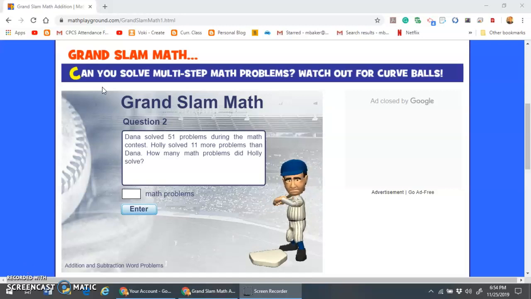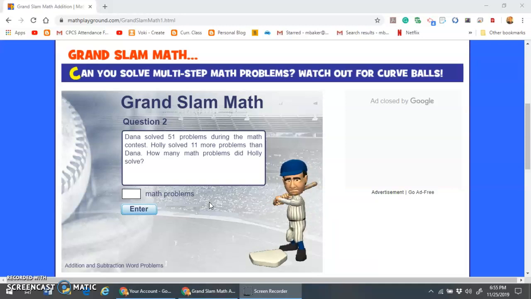So this game is called Grand Slam, and here is a word problem. Students struggle with multiplication facts, as well as word problems. For some reason, they can't seem to decipher what the word problems are asking them to do. So what I would recommend is first I would read the problem. What is it the math problem is asking us to solve?